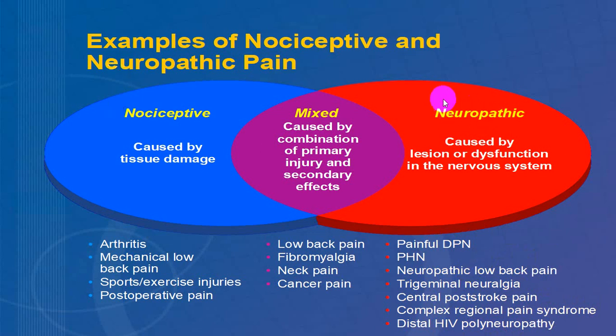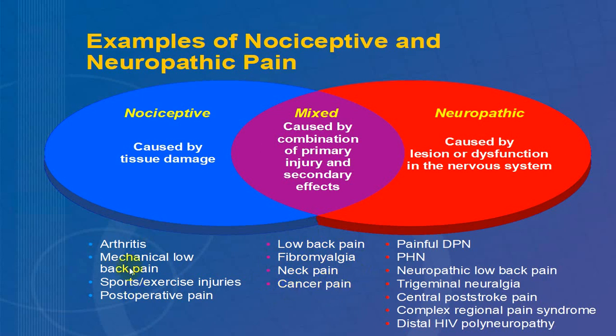So these are the two big groups: involvement of the peripheral nerves or central nervous system, and involvement of the peripheral tissue like skin, muscle, joints, etc. But there can be a combination of these two. Say a person has pain because of osteoarthritis of the spine, and simultaneously there is a compression of a nerve. So you can call that a low backache, fibromyalgia, cervical radiculopathy, cancer pain, etc., where you will have involvement of the peripheral nerve as well as involvement of the structures.